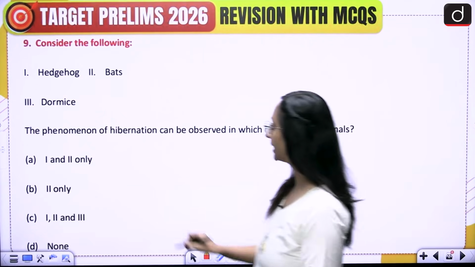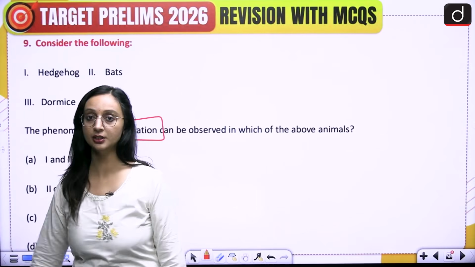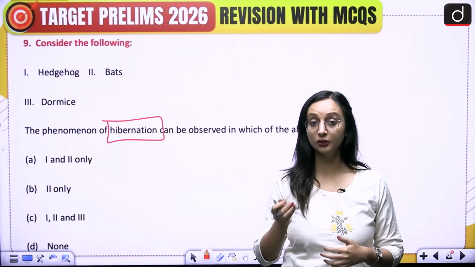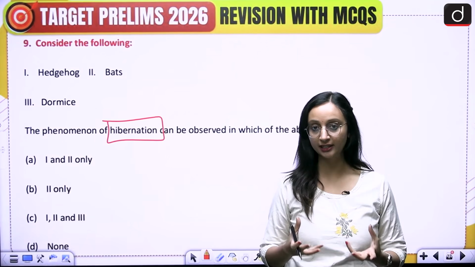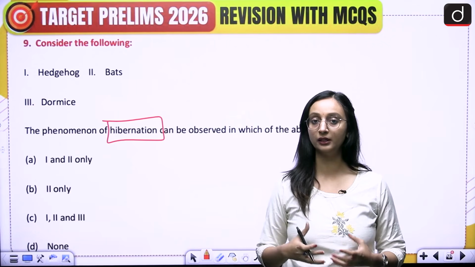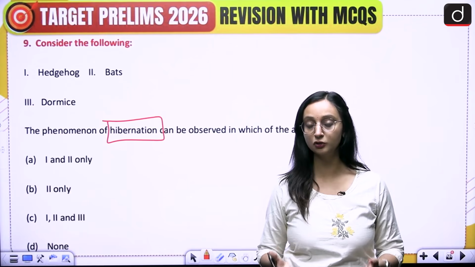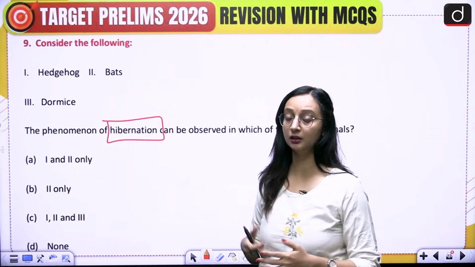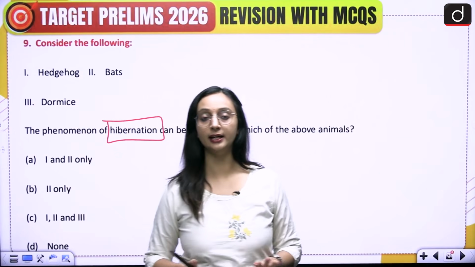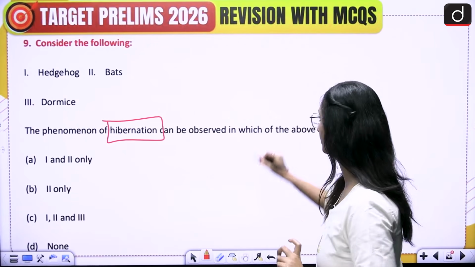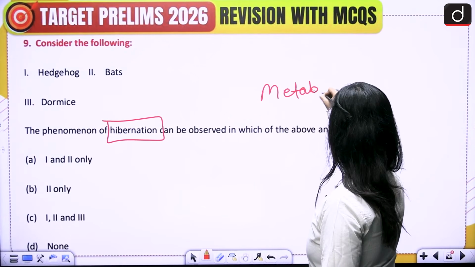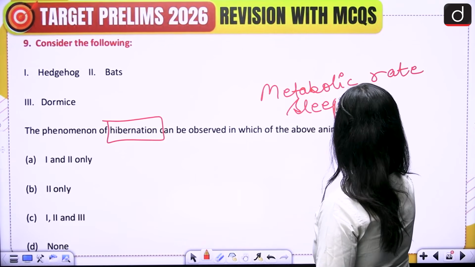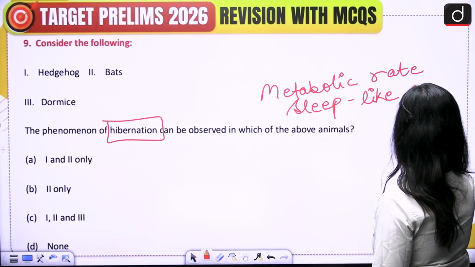Okay, so what is hibernation first of all? Hibernation is actually a process during which we see certain animals reduce their metabolic rate, because during extreme winters, what happens? During extreme winters, it becomes very difficult for certain animals to survive. In order to survive, because the food availability also becomes low and the weather conditions are very harsh, they decide that they will reduce their metabolic rate and be in a sleep-like situation.